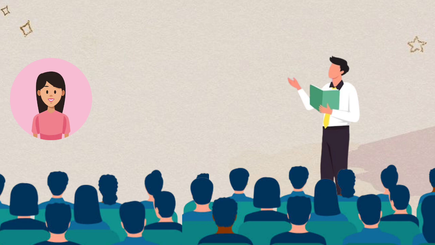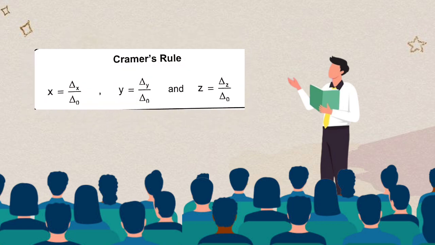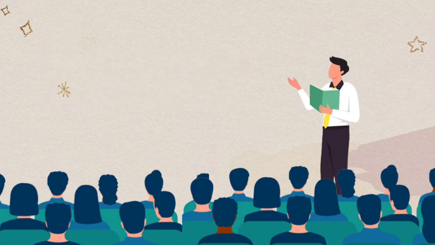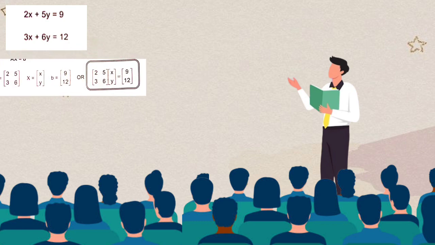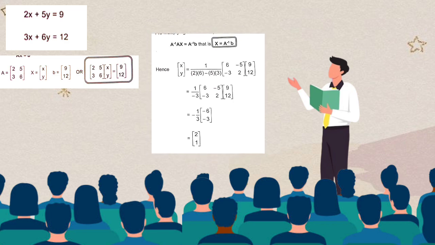Luke, can you explain to us how to solve linear equations by using the matrix inversion method and Cramer's rule? This is the formula to solve linear equations in the inverse matrix method. And this is the formula to solve linear equations in Cramer's rule. Okay, let's see the example question. First step, we have to write it into matrix form. Next, pre-multiply the matrix equation by A to the power of -1 using the formula of the inverse matrix method.